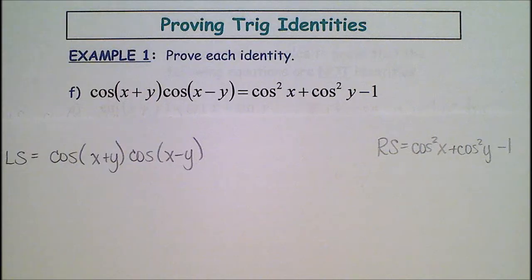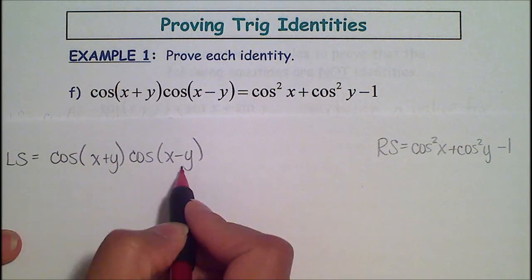This identity I'm going to prove is a bit of a messier one, so I'm writing this on a separate sheet of paper. Again, I'm trying to make the left side and the right side exactly the same. And you'll notice that here I have some compound angle formulas that I can use to help make this in terms of a single angle.